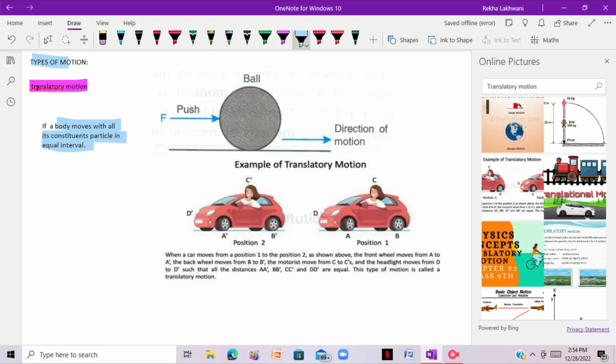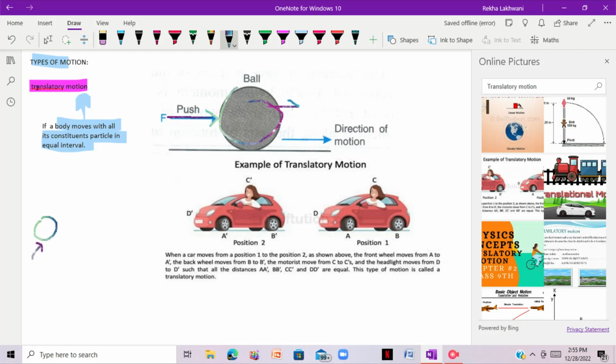For example, as you can see over here, I have applied force on this object. This is a ball, and all the particles of the ball are moving in the same line. In the same line, the path is same, right? It is moving in a forward direction. So it means it is a translatory motion. Okay, for example, this is a ball, and I have applied force, and now it will move from here. Now it is moving here. Now it is moving here.